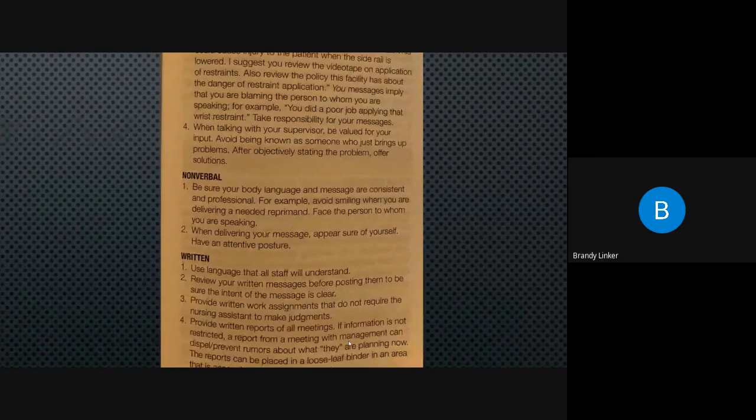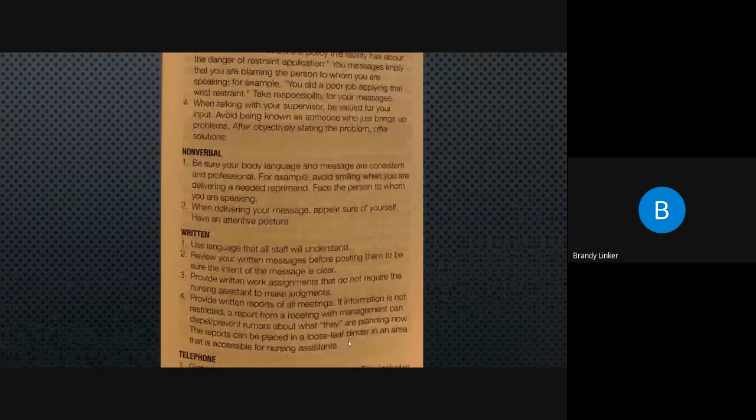Nonverbal. Body language needs to be open, smiling, engaged, polite. Okay.